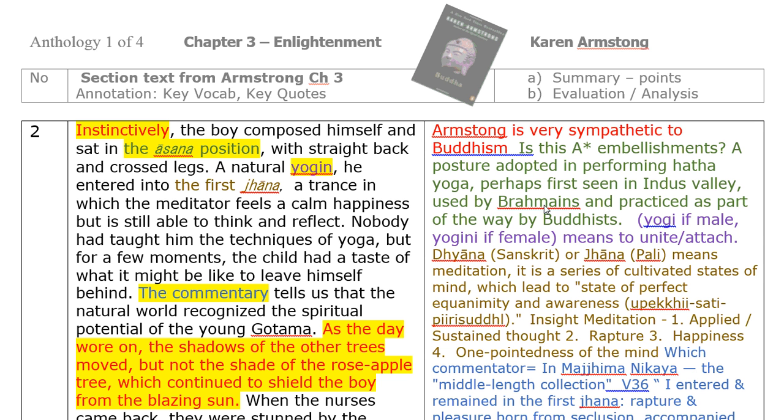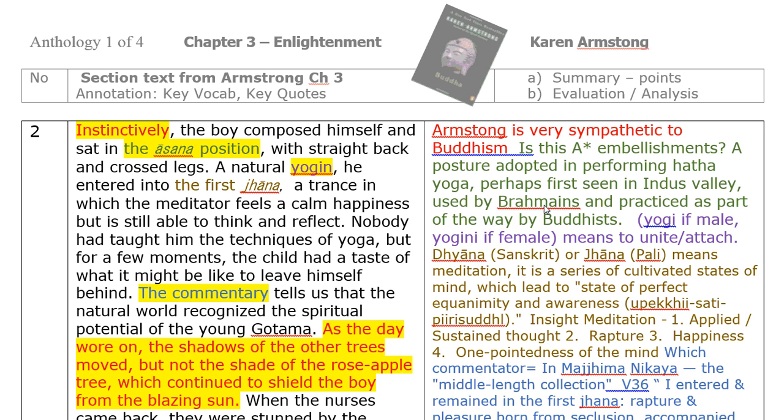"As natural yogin, he entered into the first jhana, a trance in which the meditator feels a calm happiness, but is still able to think and reflect." So what's a yogin? A yogin, or yogi if male, and a yogini if female. So I'm not quite sure if this is male or female. I think that just means either. The word means someone who unites or who attaches. This is, in effect, attachment or unification with everything. Make me one with everything, you know? And that's the nature or the purpose of yoga.